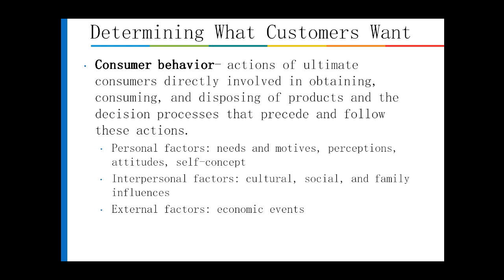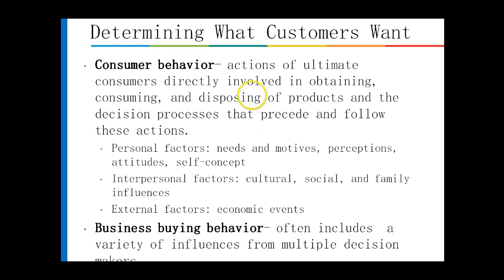We watch their behavior. We watch their needs and their motives. We also watch the cultural and social influences, and family. We watch economic events, things that are going on around them in their communities, in their country, in their homes, that sort of thing. Consumer behavior is critical, but also buying behavior. What type of things influence their decision to buy?